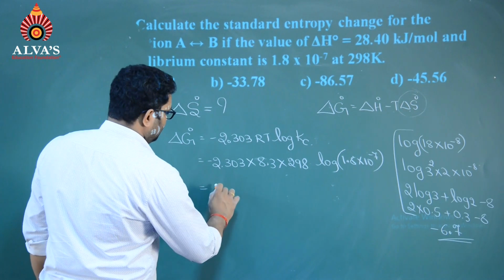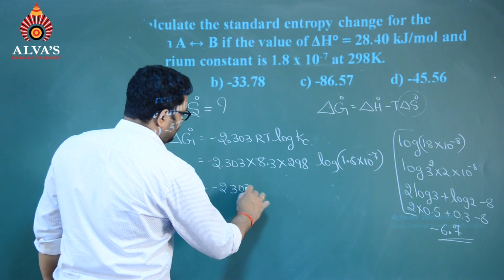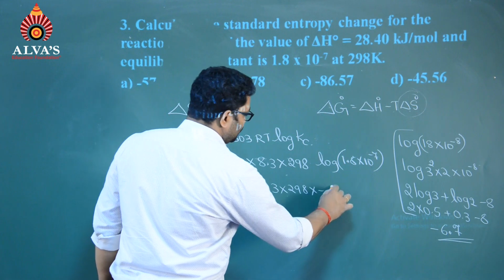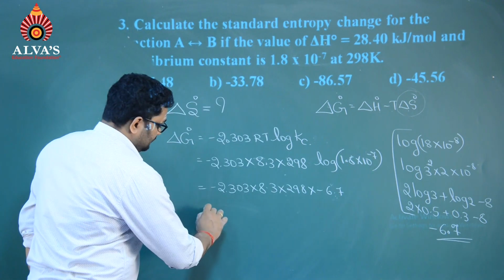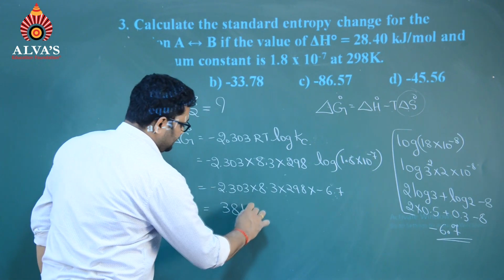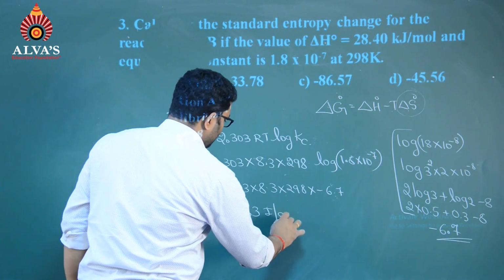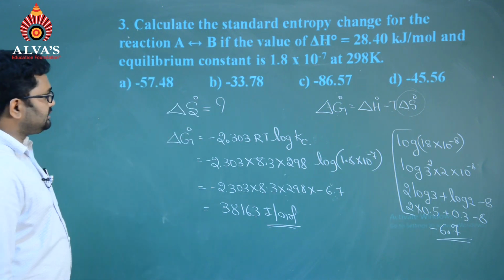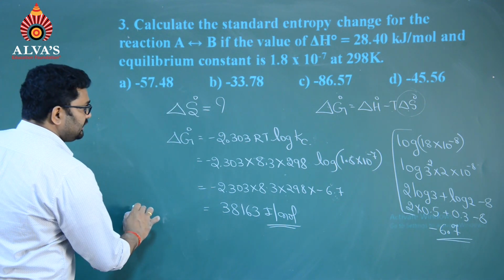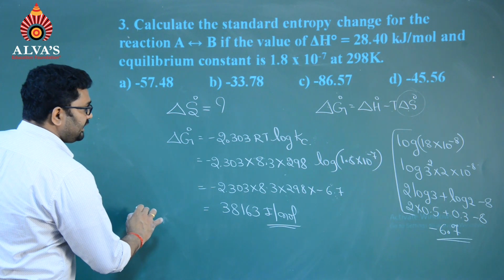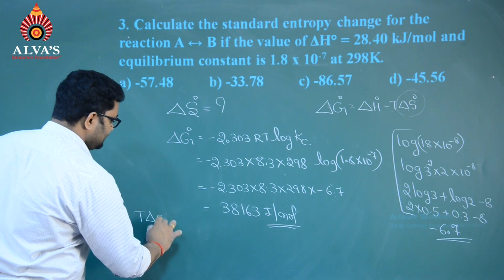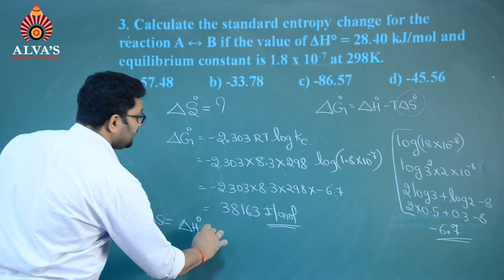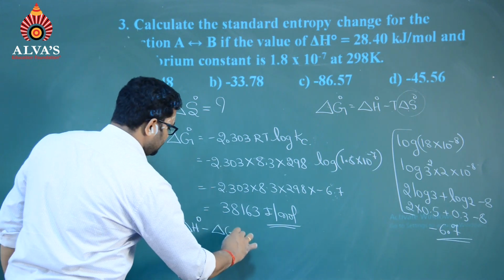Now, minus 2.303 into 8.3 into 298 into minus 6.7 gives 38,163 joule per mole. Now we have got the value of delta G naught. Let us substitute in that equation. Delta G naught equal to delta H minus T delta S. Hence T delta S is nothing but delta H naught minus delta G naught.